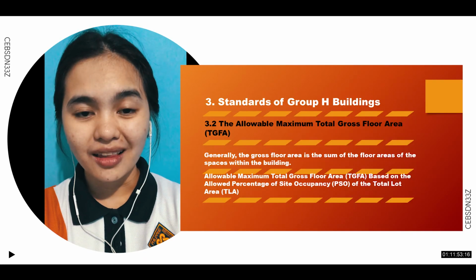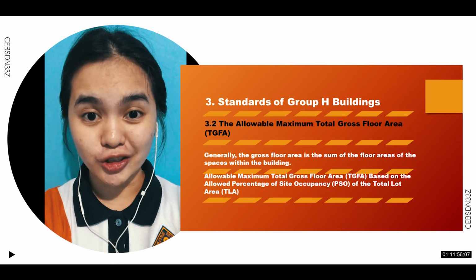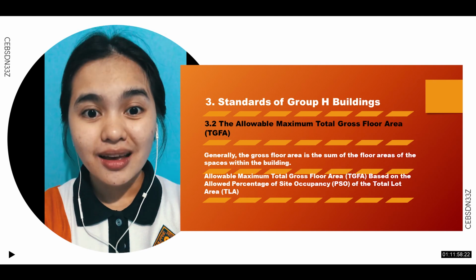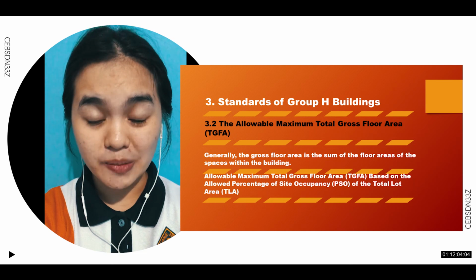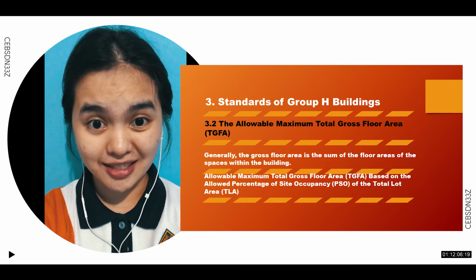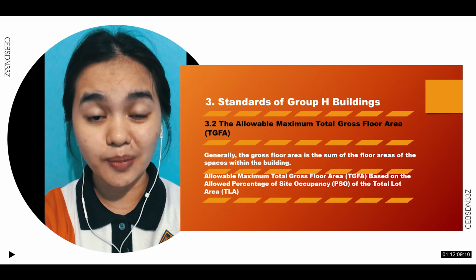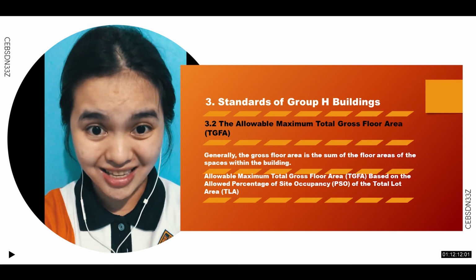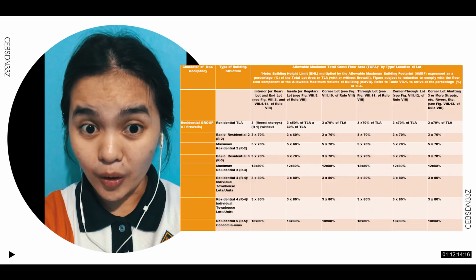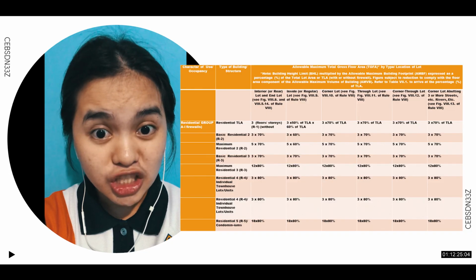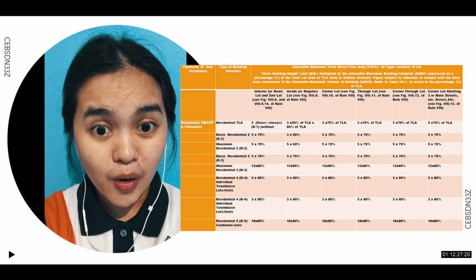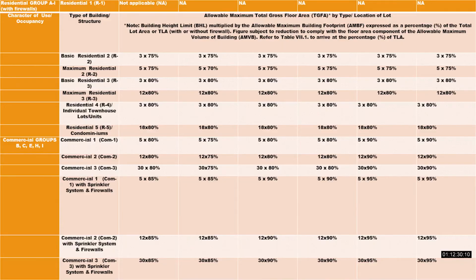Three point two, the allowable maximum TGFA or total gross floor area. In Section 705 of the 2004 Revised Implementing Rules and Regulations of Presidential Decree 1096 published by the Department of Public Works and Highways, as you can see in the table, each percentage of the TLA or total lot area can be used to initially determine the allowable TGFA of a proposed building or structure.